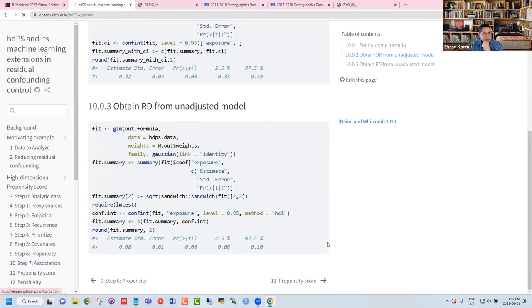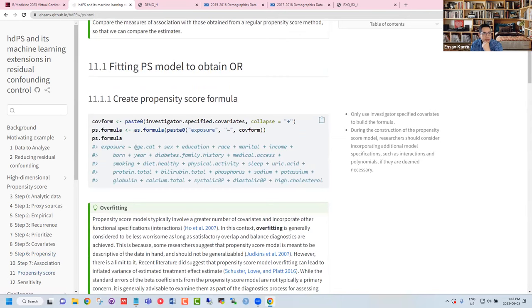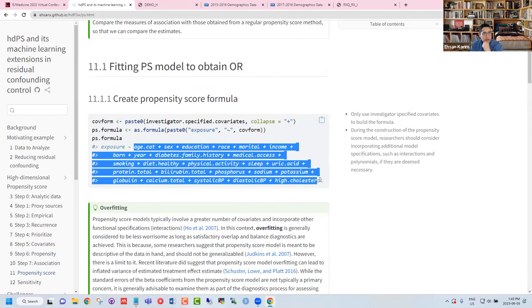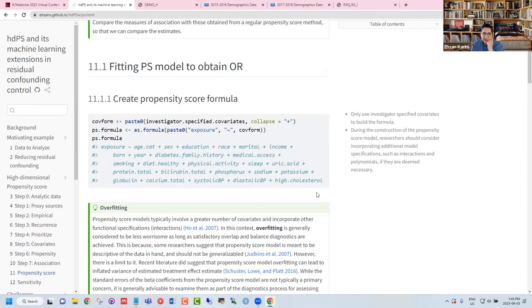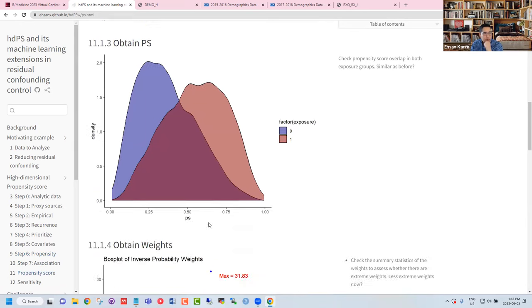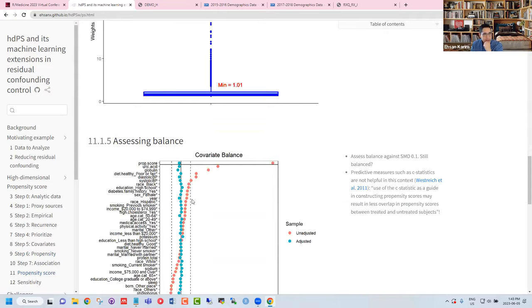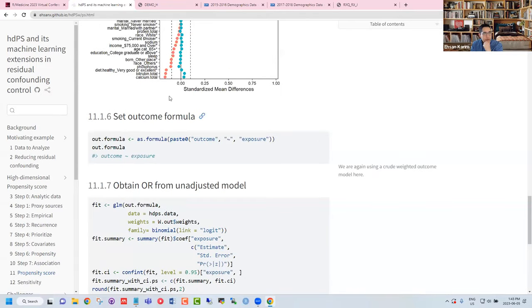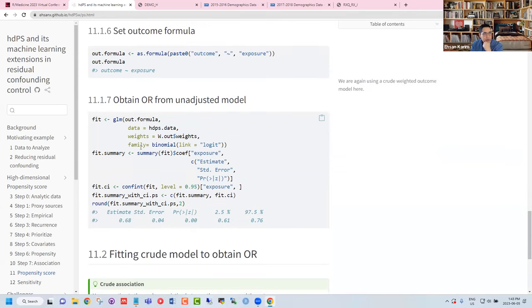And when you do your regular propensity score analysis, see, in this case, you do not have the proxy information. You are just basically using the investigator specific covariates. And that is how you create your propensity score. And you again check your overlap, you again check your weight, and you again check your balance. And then you can use those weights using only the investigator specific covariates to estimate your odds ratios. And you can see that now the log odds ratio is coming out to be slightly higher, 0.68, where your previous log odds ratio was, if you remember correctly, 0.42. So there was a slight difference.